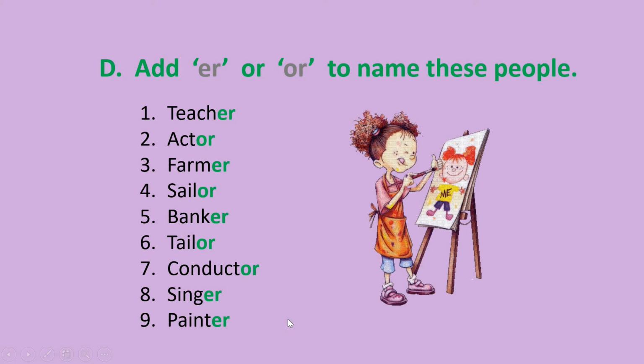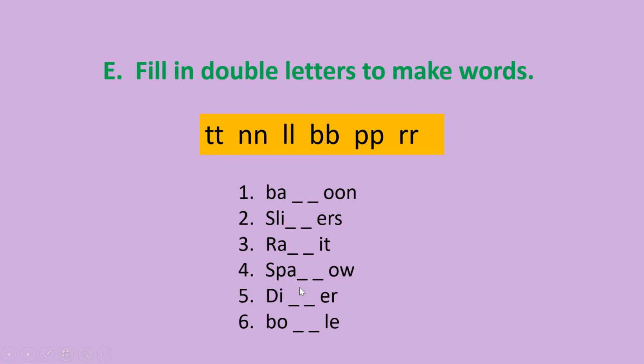Do you like to paint? Yes, I know every child likes to paint and draw, coloring. You have fun. Okay, now move to E part. That is, fill in double letters to make words. What are the double letters? Like double T, double N, double L, double B, double P, or double R.